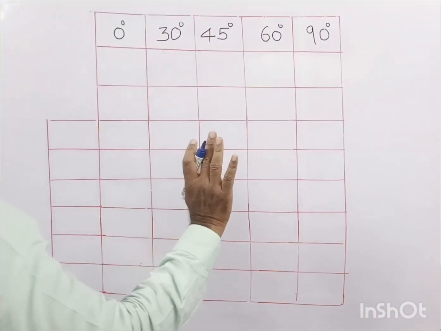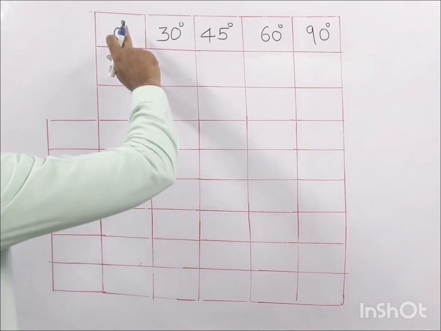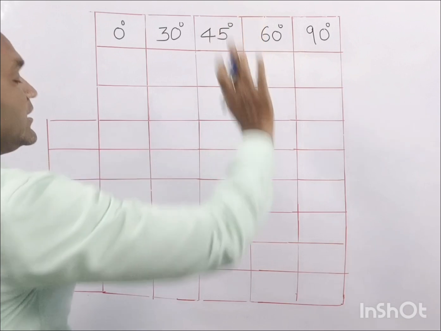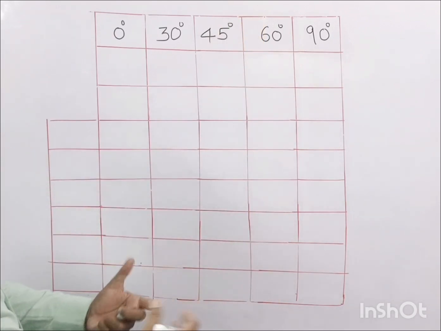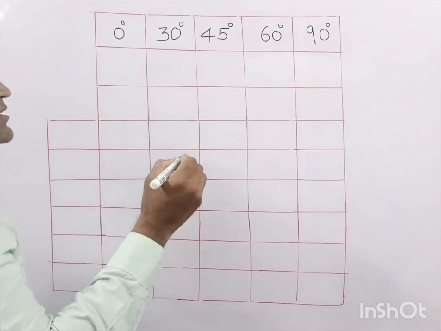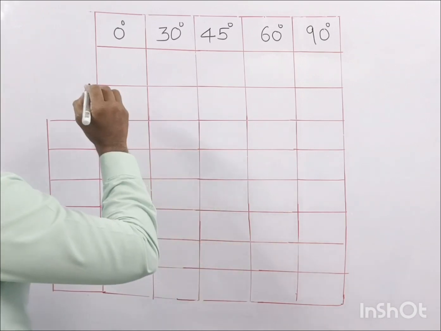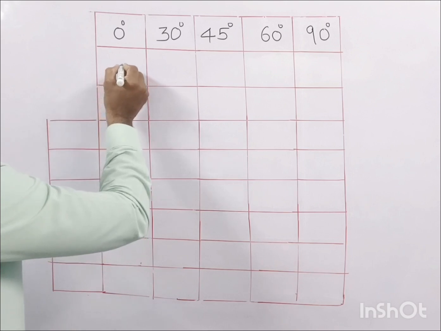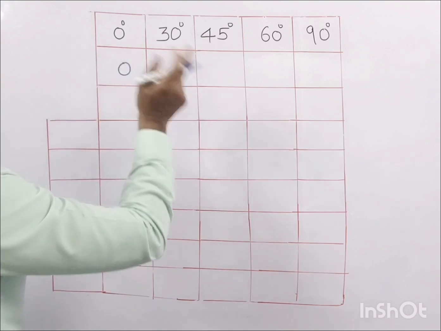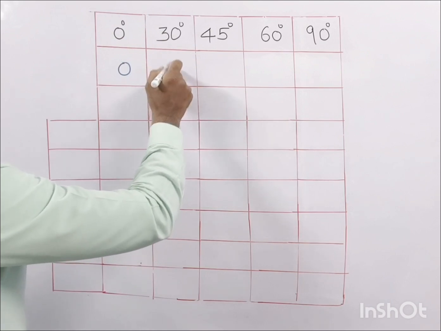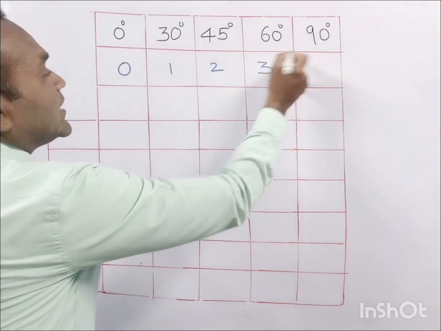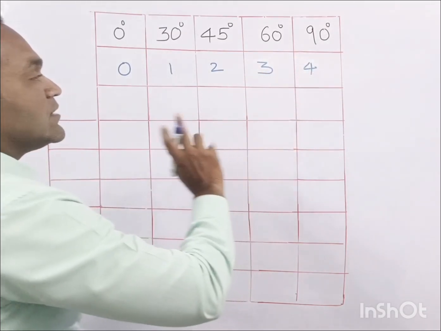In your textbooks, it is given at the top: 0 degrees, 30 degrees, 45, 60 and 90. So let's see how to prepare it now. Step number 1: start with the whole numbers 0, and after this, which number is bigger than 0? 1. Then next is 2, next is 3, then next 4. This is the first step.